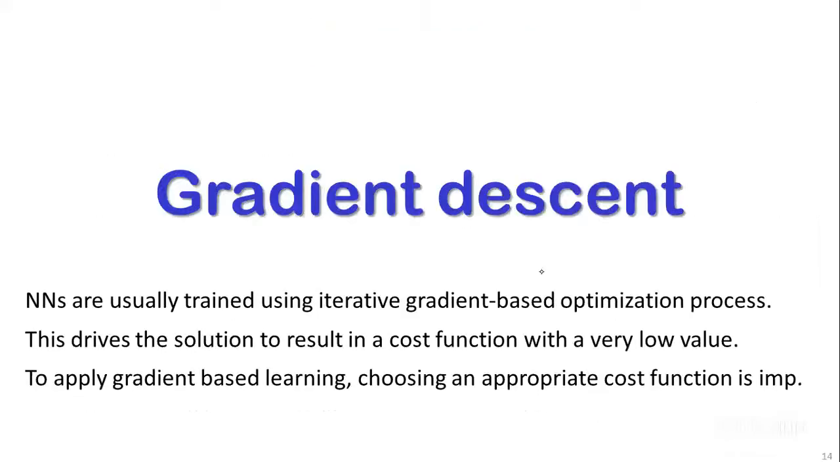So let me show you that. Yesterday we spoke about gradient descent, but what is this gradient descent? Remember that neural networks, when we train them, are trained using an iterative gradient-based optimization process. That is how it gives me a solution in the form of a cost function with a very low value, or less loss. But how are we going to apply gradient-based learning? For that, we must have a cost function, because you are minimizing the cost, so we must know what that cost function is.